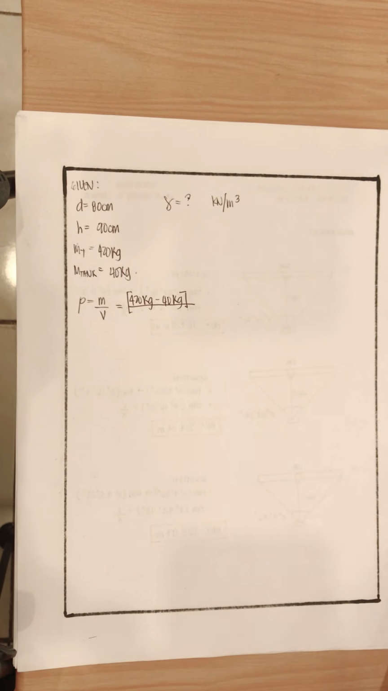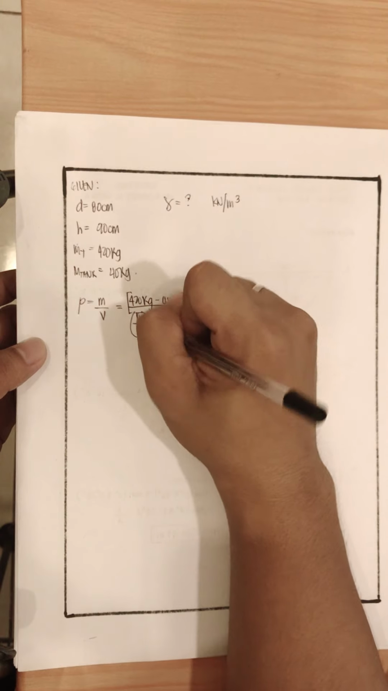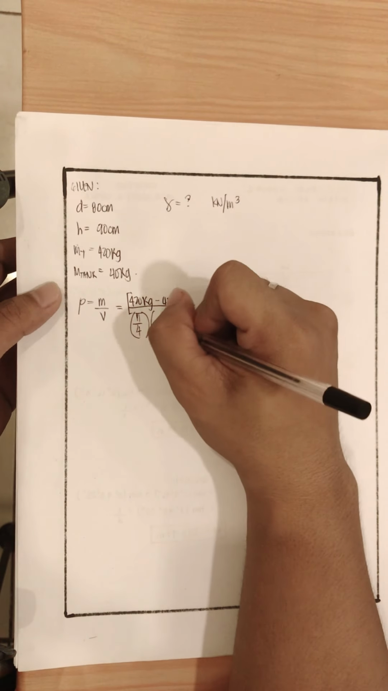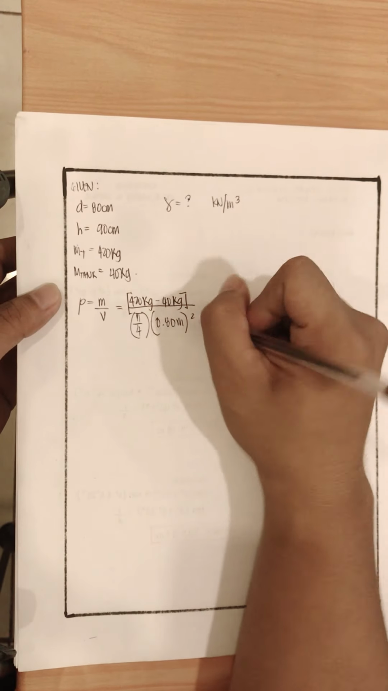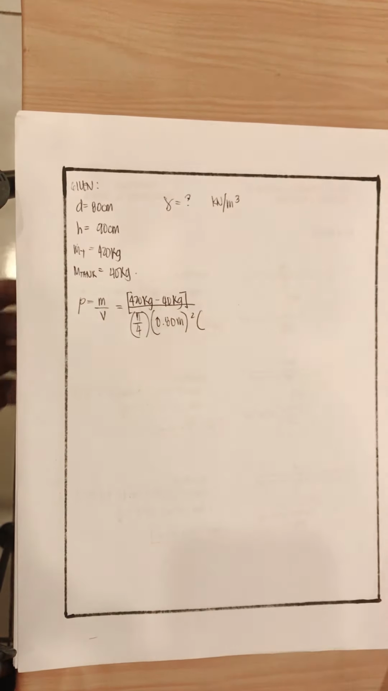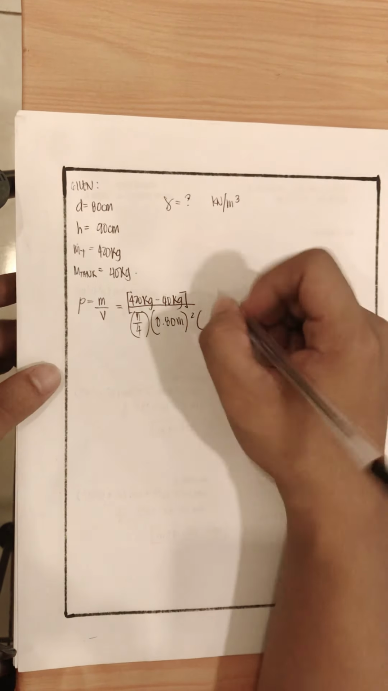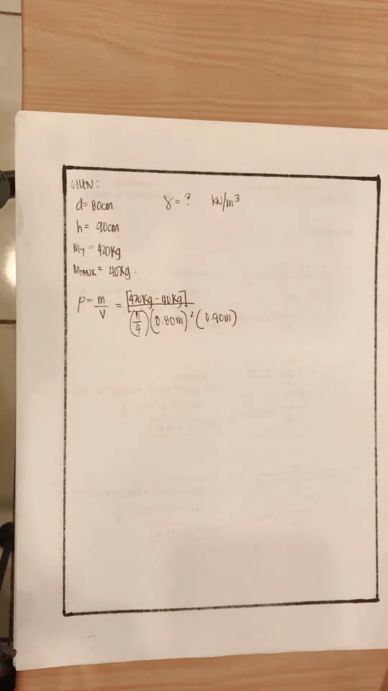So what is the formula for the volume of a cylinder? The formula is pi over 4 d squared, so d squared is 0.80 meters squared, so I converted it to meters, times height. The height is equivalent to 0.90 meters. So pi over 4 d squared times the height.